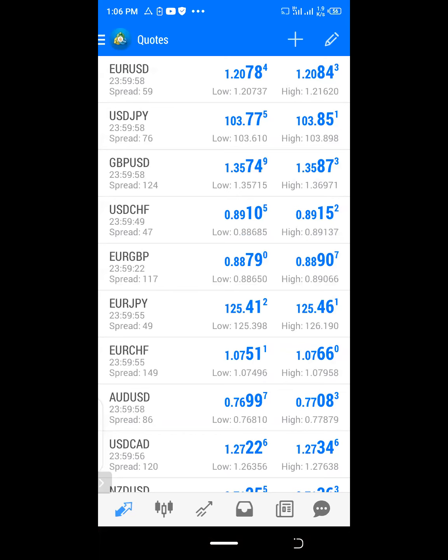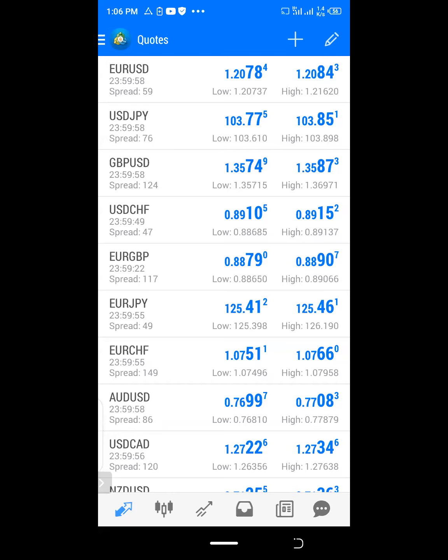All right, now, on my screen right now, you can see, for example, the Euro USD. Every currency on my left hand side is called the base currency, and every currency on the right hand side is called the quote currency. So you can see Euro USD, for example. Euro is my base currency, USD is my quote currency. The base and the quotes. The left hand side is my base, the right hand side is my quote.